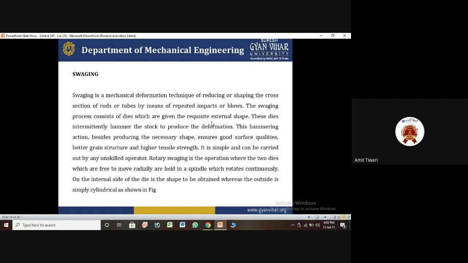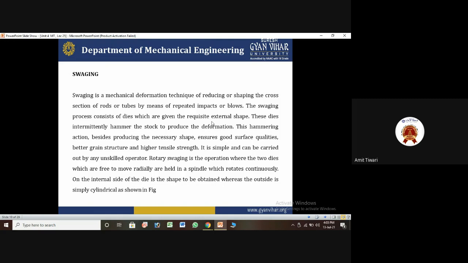The die intermittently hammers the stroke to produce the deformation. This hammering action produces the necessary shape, and gives a good surface quality and better grain structure, or we can say higher tensile strength. It is simple and can be carried out by an unskilled operator.